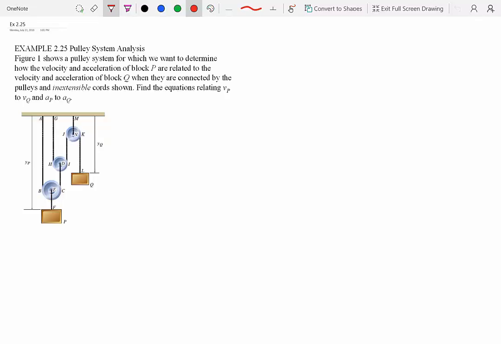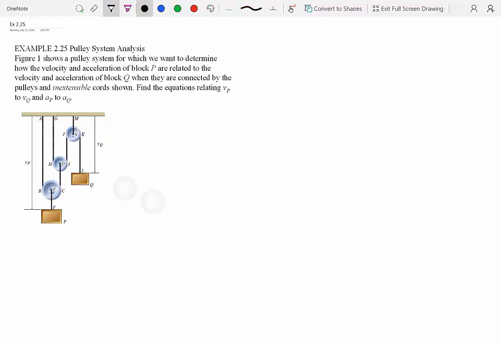So the procedure to solve these problems is to first identify the coordinate system. Both P and Q are going to be moving up and down only. They're doing what we call rectilinear or straight line motions. So choice of a coordinate system is obvious. We will go with the Cartesian coordinate system. So Cartesian coordinate system, we have to pick the origin.